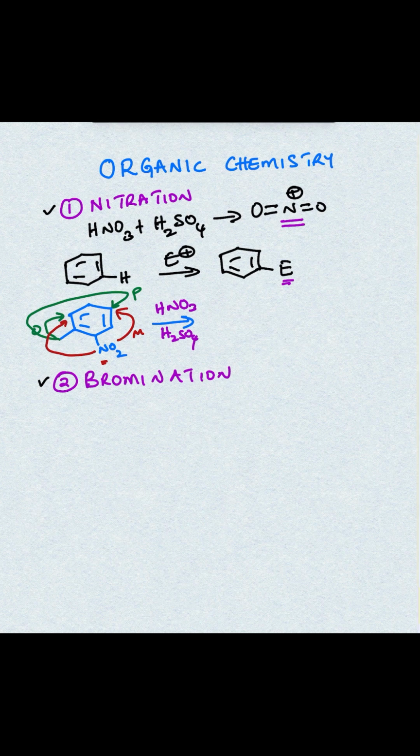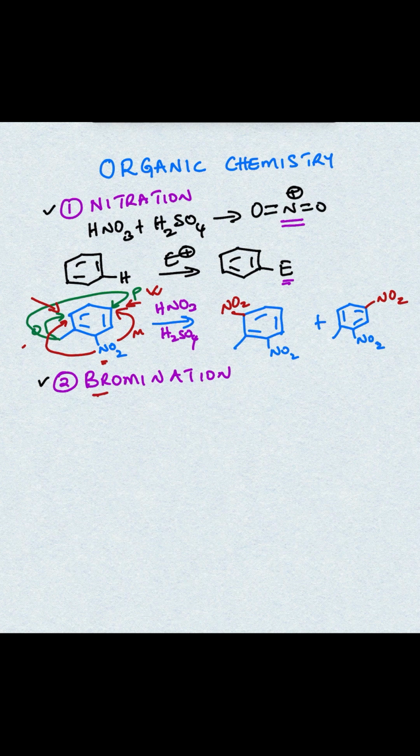So we see that both of these groups agree that the new group should add to that position and that position. So you end up with a mixture of two products. And now in the first case, you end up adding the nitro group to that position. And in the second case, you add to this position. So you end up with the nitro group at that position.